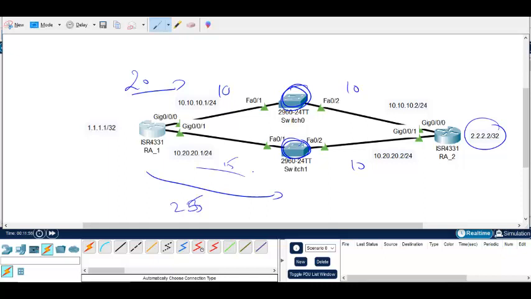This is what is called unequal cost. Now, question to you is, if this is path A and this is path B, which path will be seen in the routing table? A or B? Okay. If path A is seen in routing table, will it be seen in the topology table? My question is, will this path A be seen or not?